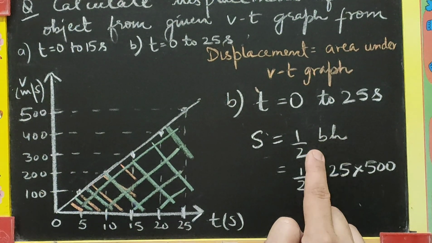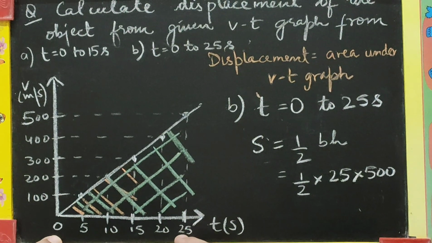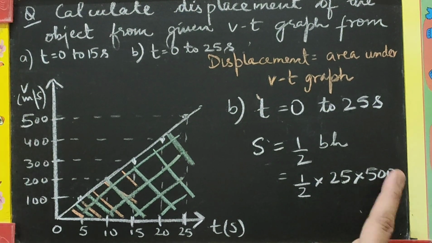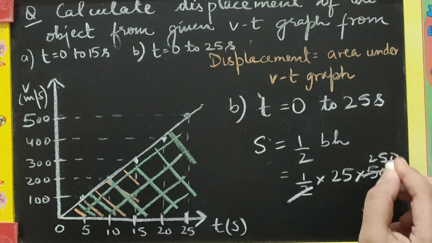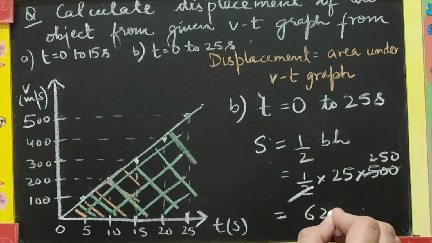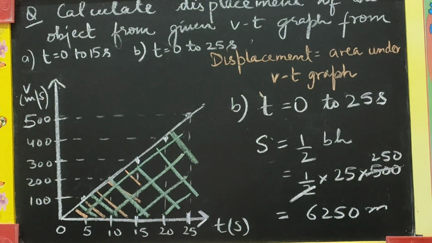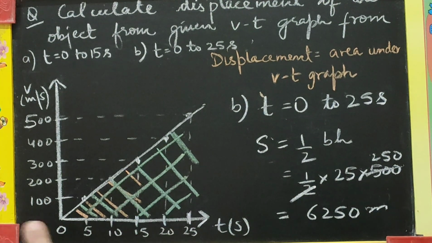I have put the value in case of base and height of the triangle. So base is 25 seconds and height is 500 meter per second. So simplifying this further, this is what we get. And calculating the displacement, 6,250 meters. I hope the calculation is clear to all.